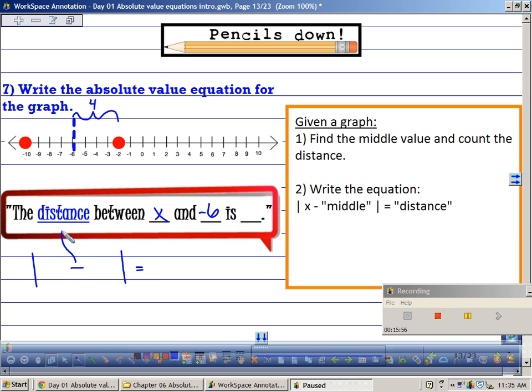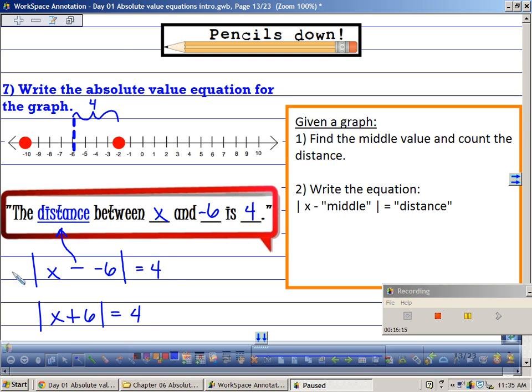Talking distance here, right? Distance. So the distance between x and -6 is 4. But do you normally write it like this? No. So I would simplify that to x plus 6 is 4.